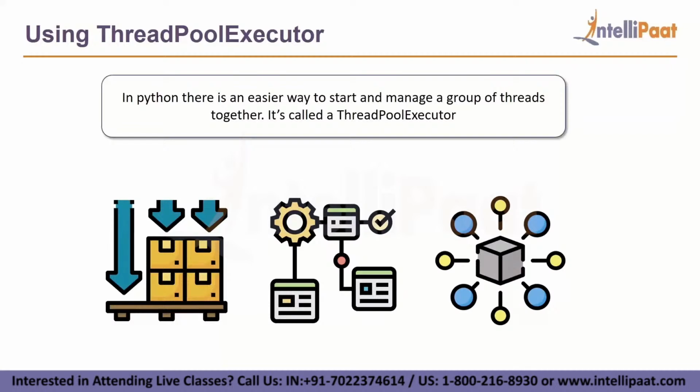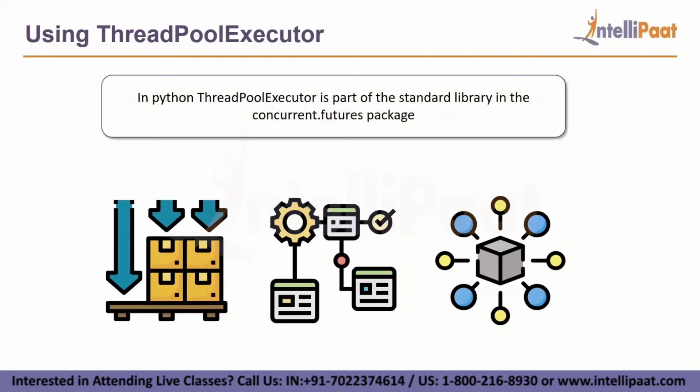So in Python, there is an easier way to start and manage a group of threads together. It is called thread pool executor. If you come from other languages such as Java or C++, there are similar concepts available as well. In Java, I believe it is called a thread pool executor, but there are more specific types of it, like cached thread pool executor, fixed thread pool executor, and so on. But the main objective of these classes is the same.